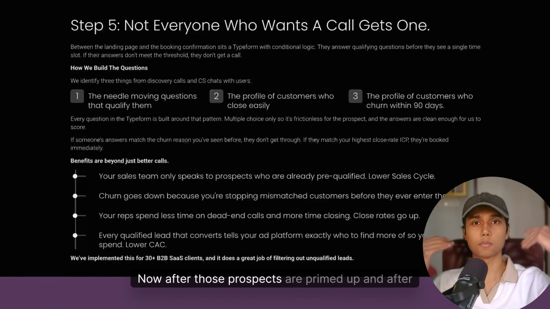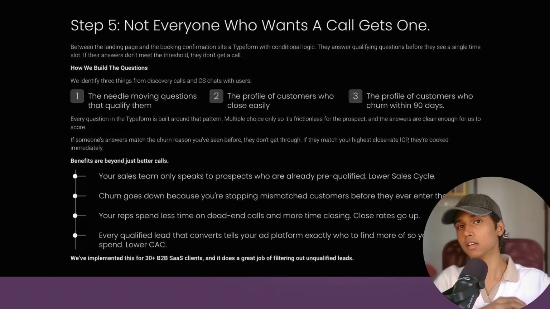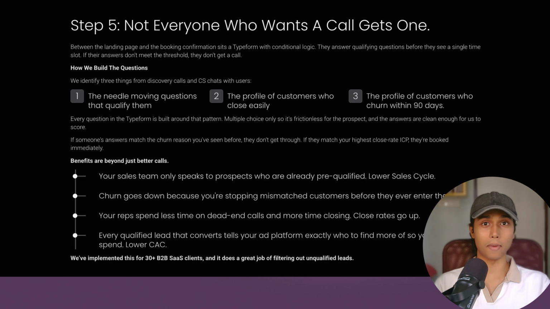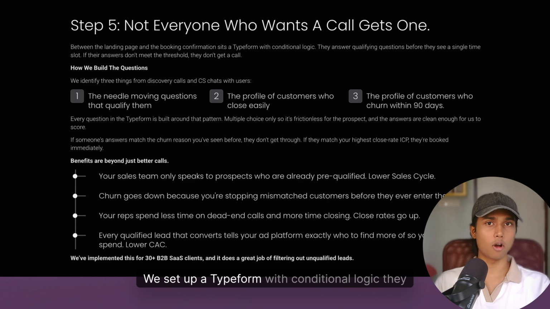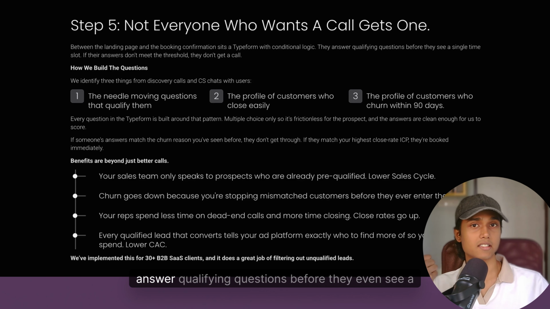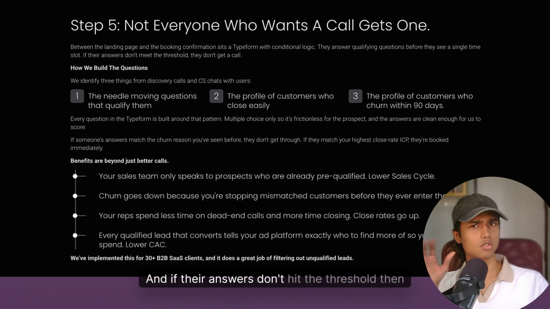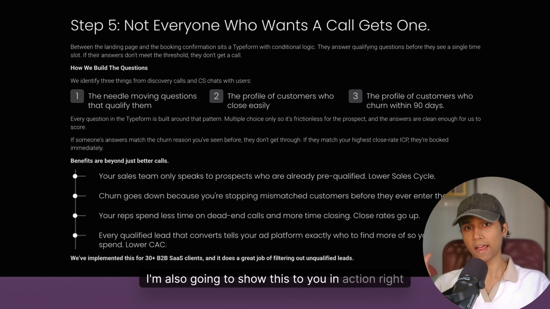Now, after those prospects are primed up, after the CTA, they are looking to book a call, right? That is exactly what we don't do. Not everyone who wants a call gets one, because we need to qualify them. We hard qualify them with a lot of questions. We set up a Typeform with conditional logic. They answer qualifying questions before they even see a time slot, and if their answers don't hit the threshold, they just don't get through. I'm also going to show this to you in action right now.